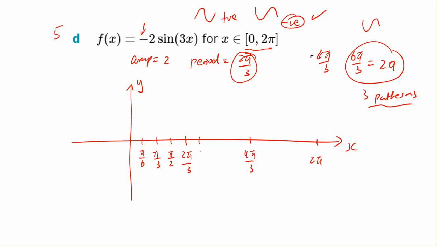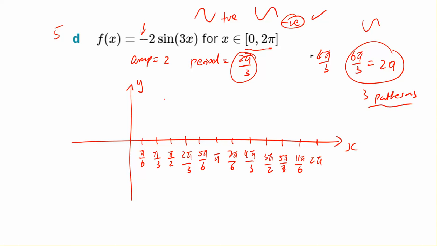Keep going. That's 4 pi on 6. This is 5 pi on 6. This is 6 pi on 6, which is just pi. 7 pi on 6. 8 pi on 6, which is 4 pi on 3. 9 pi on 6, which we can simplify to 3 pi over 2. 10 pi over 6, which is 5 pi over 3. And then 11 pi over 6, and then 12 pi over 6, which is 2 pi. Okay, so we've got all our points.